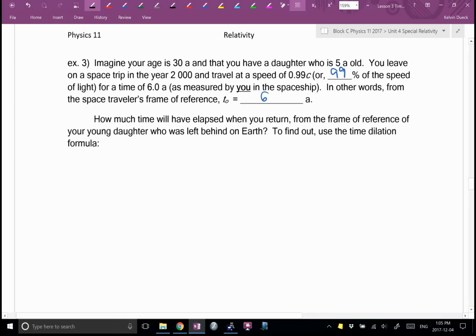By the way, the tricky part with this is remembering which one's T, which one's T0. Going to make it, Emily? That's a long blink. T0 is 6 years. Joel, what's your speed in your spaceship?